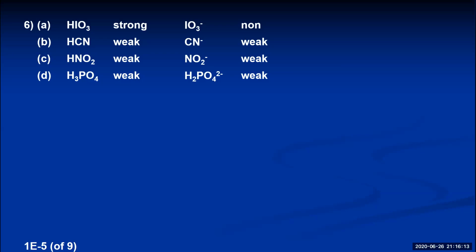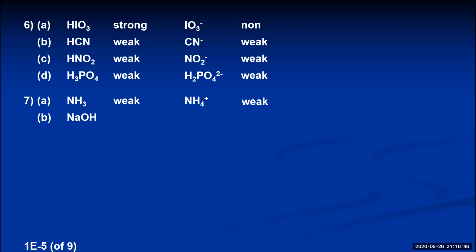Number 7, for each base, tell whether it is strong, weak, or non, give its conjugate acid, and tell whether the conjugate acid is strong, weak, or non. First one is NH3. The only bases that are strong are the alkali metal hydroxides, calcium, strontium, and barium hydroxide. So ammonia, although it's a common base, is not a strong base, it's weak. When a base gains a hydrogen ion, it turns into its conjugate acid, which would be NH4+. And if the base is weak, the conjugate has to be weak.